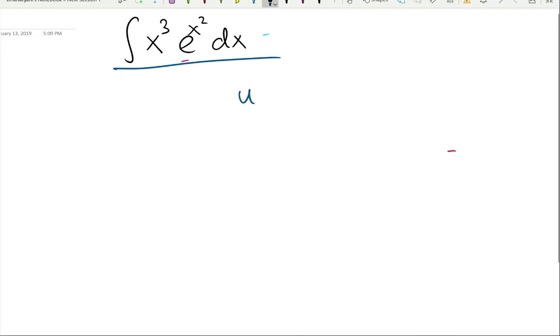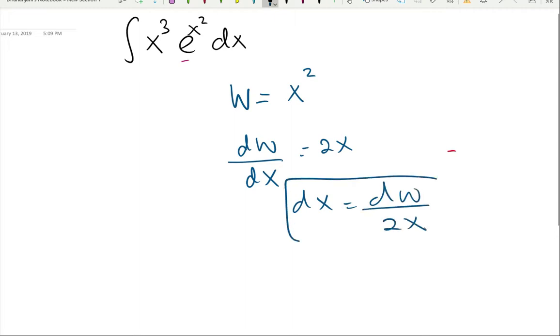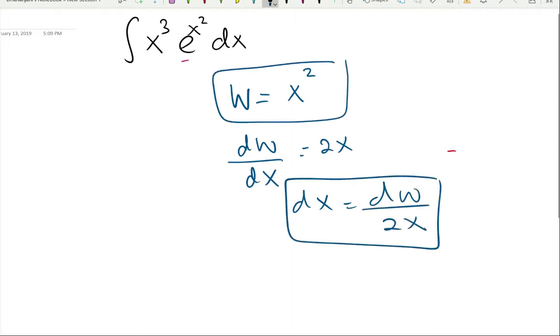So let me choose my u, or let me use w. Let me choose w. It doesn't matter, u, w, it's just an English letter. So w is going to be x squared, that's our substitute. Let's differentiate w with respect to x, so it's 2x. That means dx is dw over 2x, right? So we need both of them if we were to do integration by substitution.